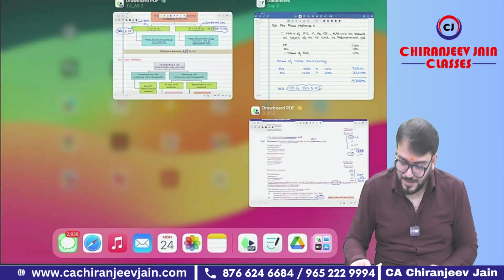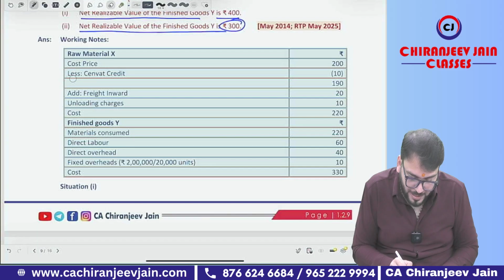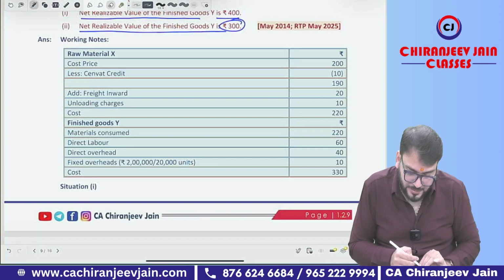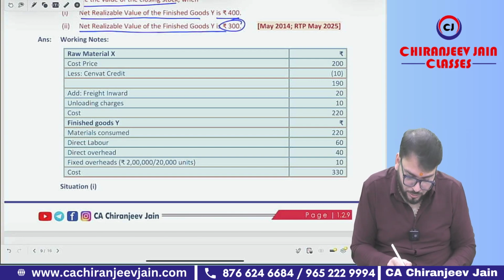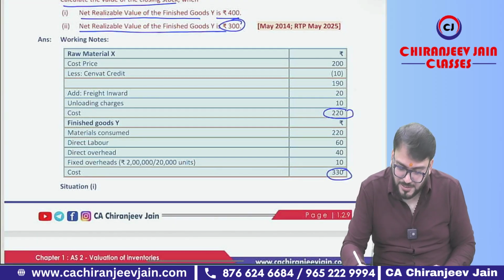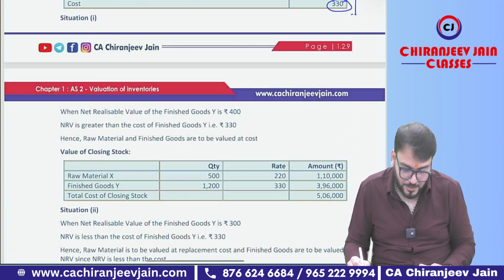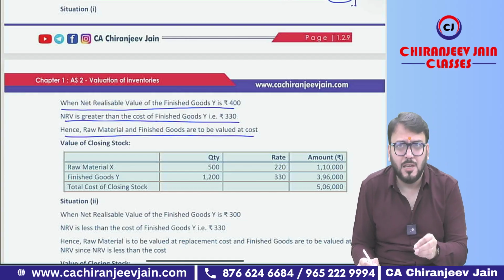Same thing there. You can see they have also given the raw material cost price less the GST input credit, so they have first calculated cost price and finished goods cost price. This you can give as a working note. Then situation 1, when NRV of finished good is 400, NRV is greater than cost price. Hence, raw material and finished goods are valued at cost. Hence, both are valued at cost.